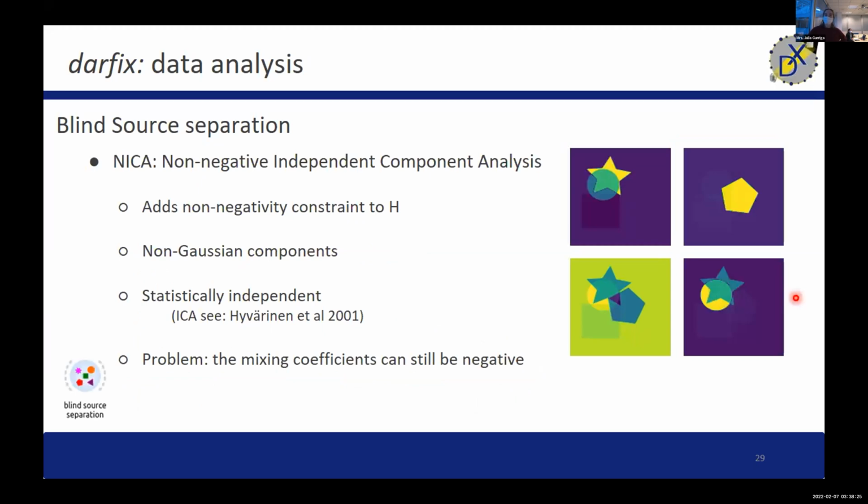Then we have the NICA method, or non-negative independent component analysis. Basically, it constrains our components to be statistically independent, and it adds the non-negativity that we previously lacked with PCA. The only problem with this method is that the mixing matrix, so the second matrix of the decomposition, doesn't have to be positive. Although this method works better than PCA, it's still not usable for our kind of data.